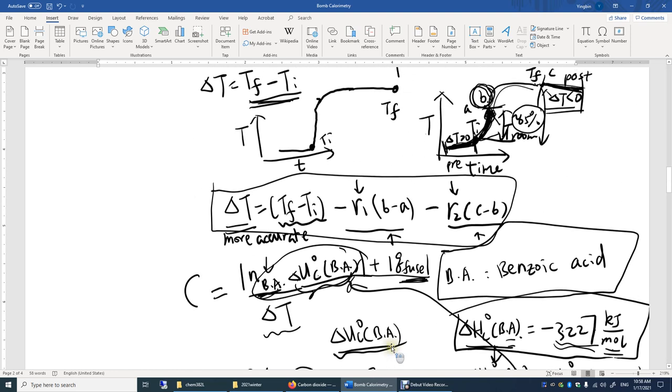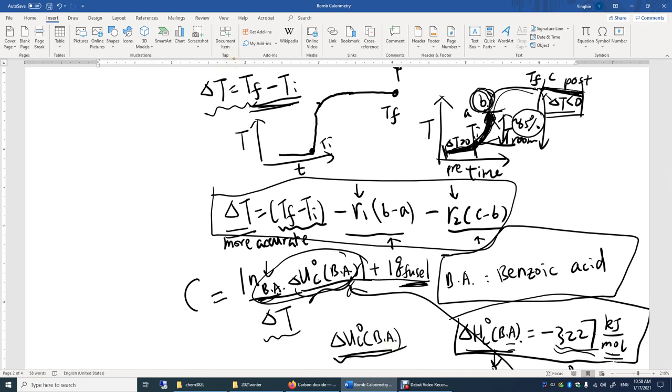Again, I want to emphasize that if you just use this equation, you'll get a reasonably accurate delta T. But if you use this corrected equation, the value of delta T will be more accurate. It's going to be more accurate because you take the heat flow between the calorimeter and the room air into account in this equation. Although R1 and R2 are estimated, still, this equation turns out to be more accurate than just T final minus T initial.